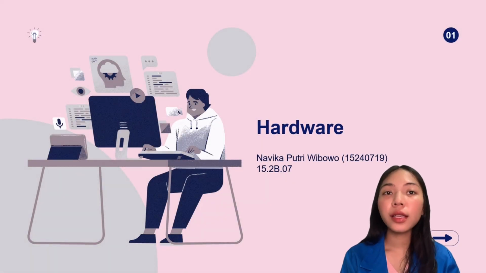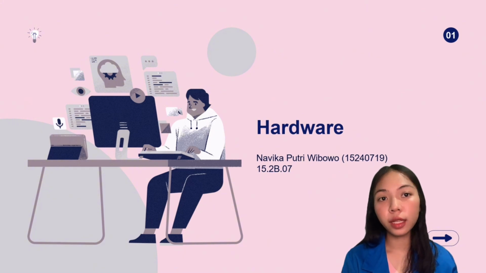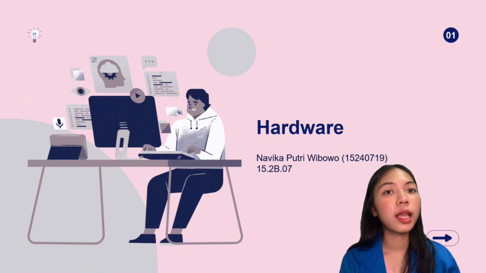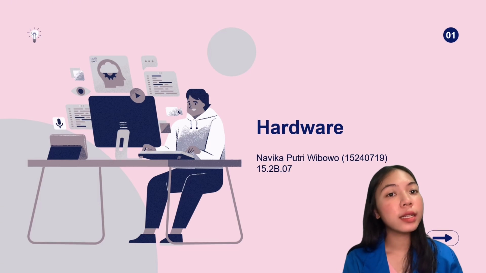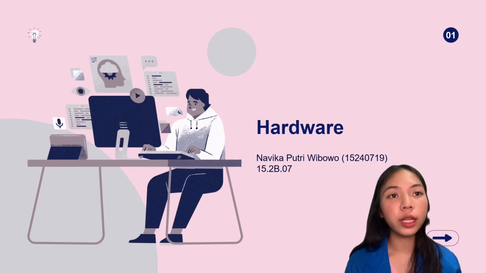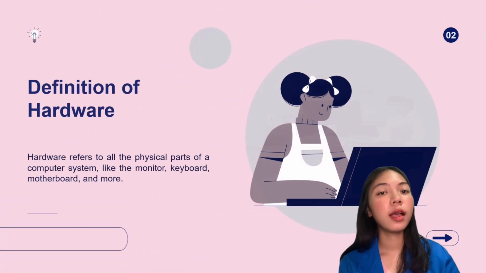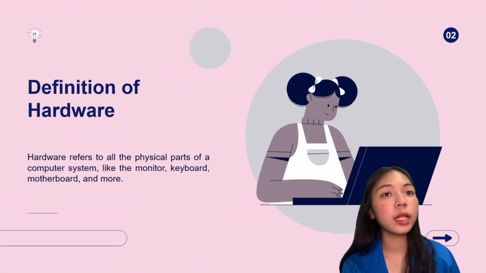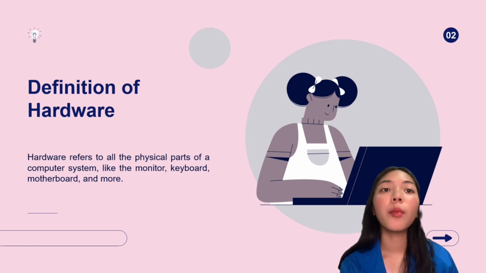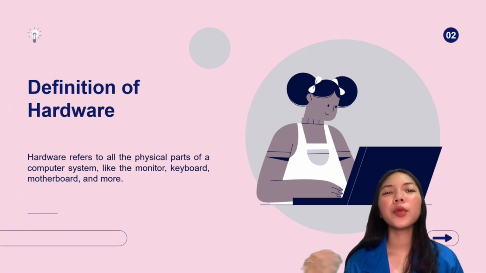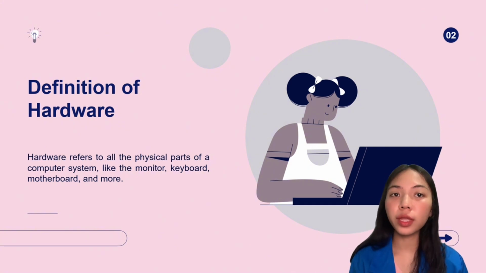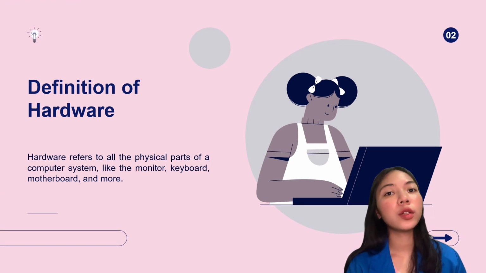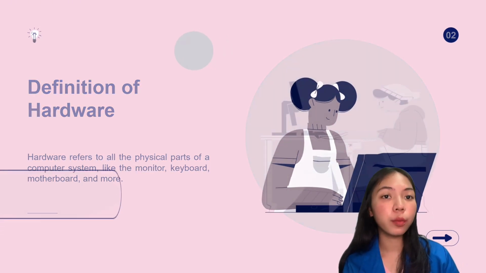Okay, next we will explore the essential physical components of a computer. These parts work together to make the system function. Understanding hardware is the first step to learning how computers work. Hardware refers to all the physical parts of a computer system, like the monitor, keyboard, motherboard, and more. Hardware means the physical components of a computer. Unlike software, hardware is what we can see and feel. It includes everything from cables to the motherboard.